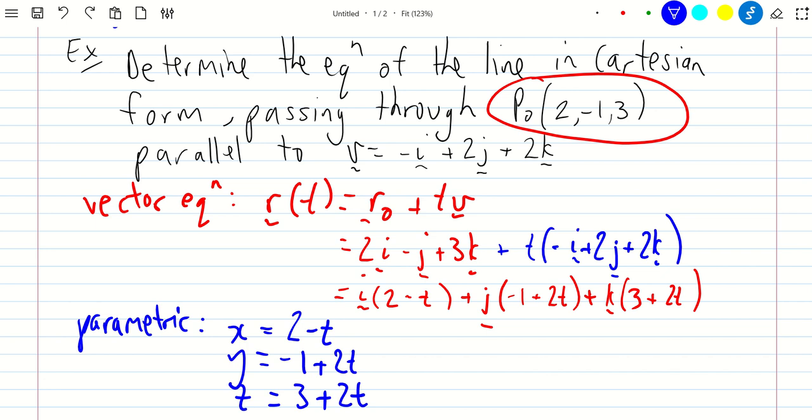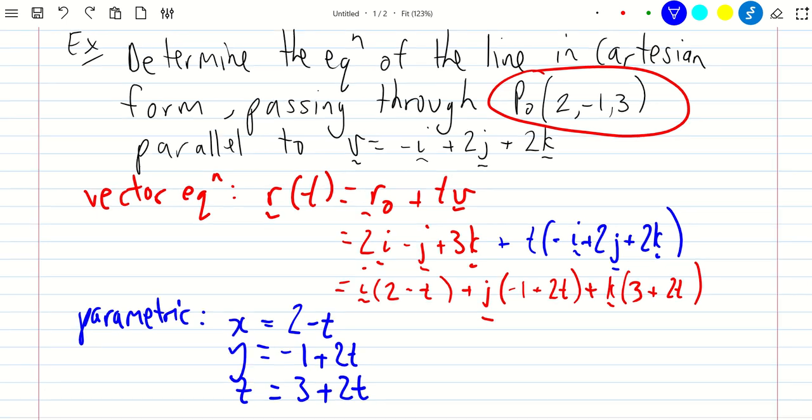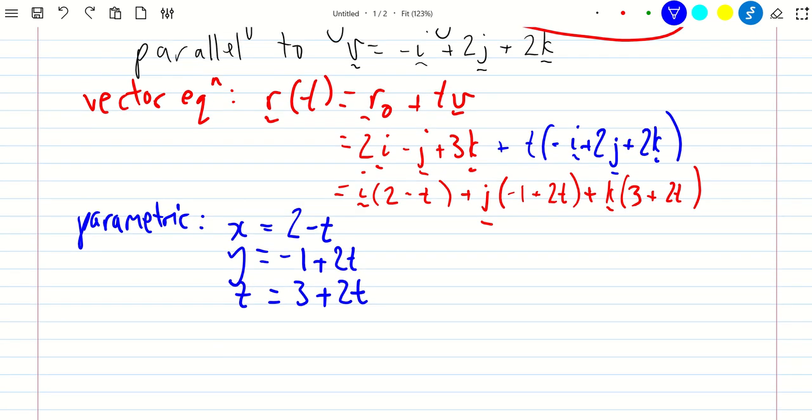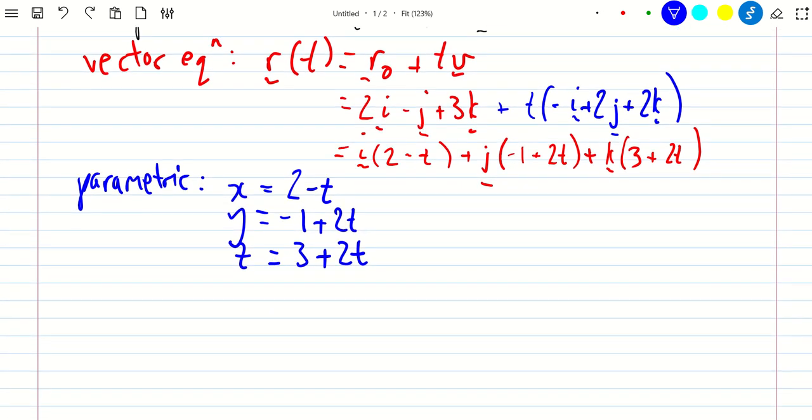But the question actually wants Cartesian form, so we don't want any t's in there. We've got to remove the t's, and what we need to do here is equate the t's. I'll show you what that looks like, and I'll do it as a new section in green. So let's have a look at Cartesian. Remember, when we're doing Cartesian, we're trying to get rid of the t's. So I'm just going to rearrange for t in each of these.